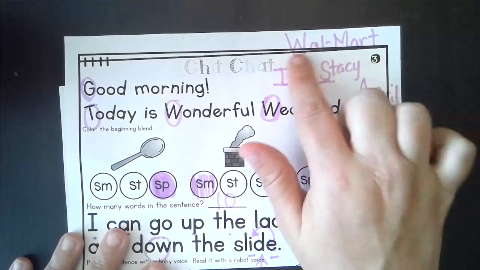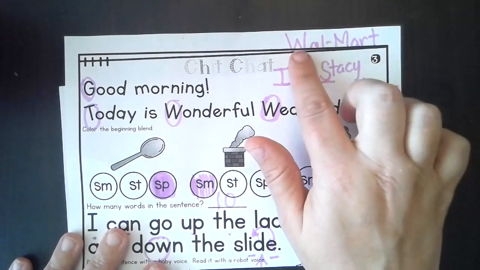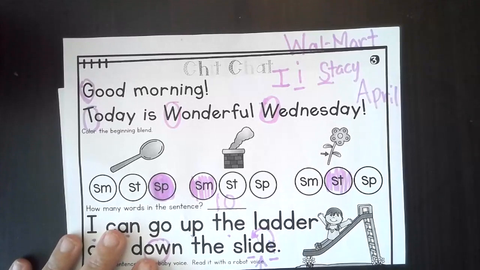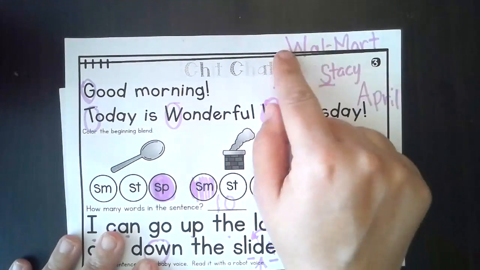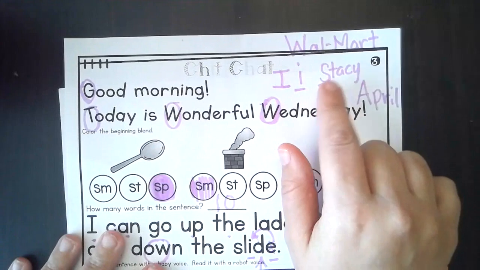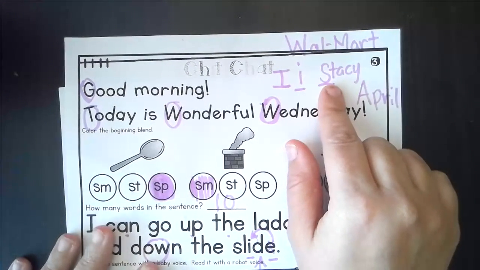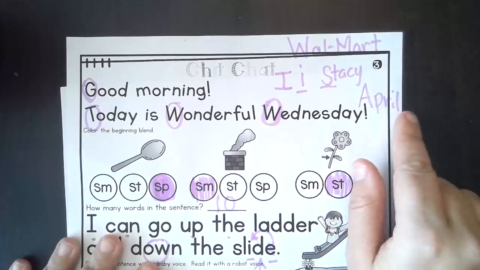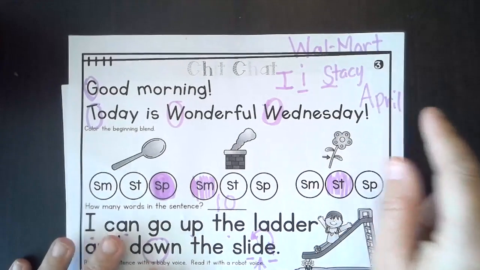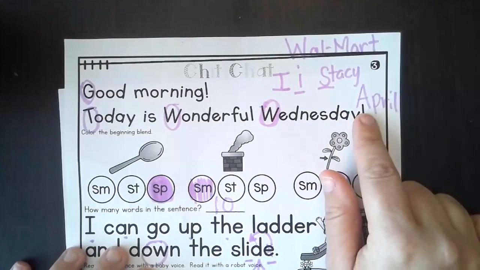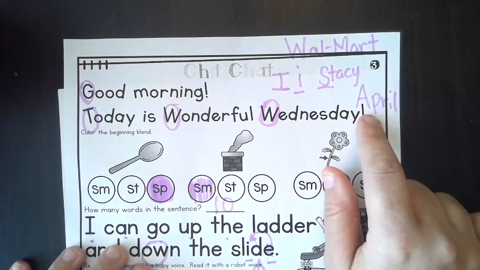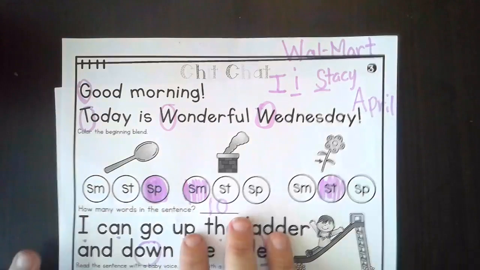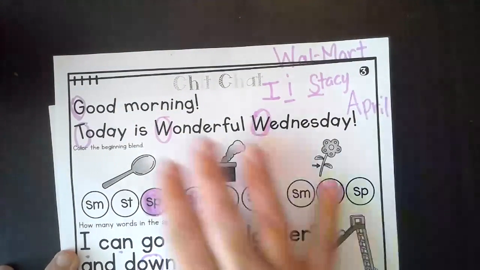When we have places like Walmart, or if we went to McDonald's or Wendy's or Bonkers, all of those would be uppercase. Names, like my name is Stacy, so I would make my S uppercase, and then we also make months of the year uppercase. So like April, this says the month of April, and so April would be uppercase. So that is the top part.